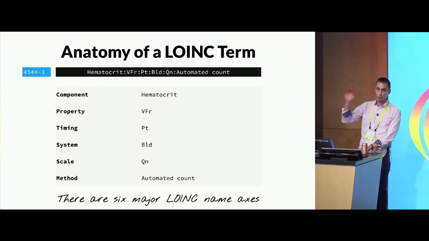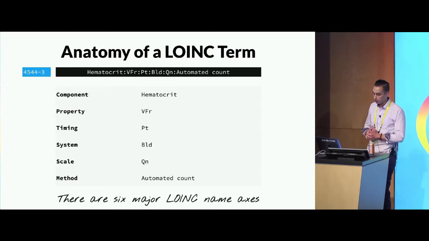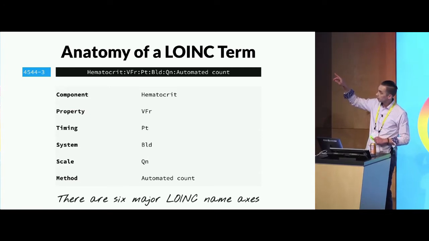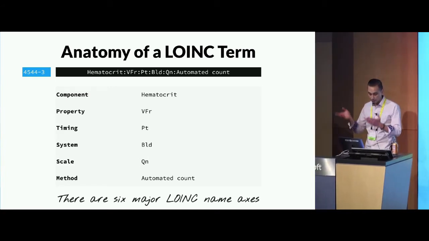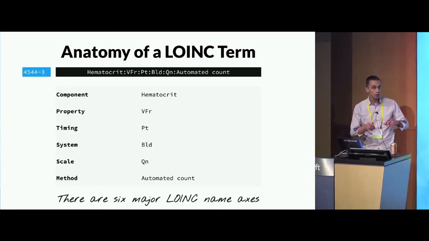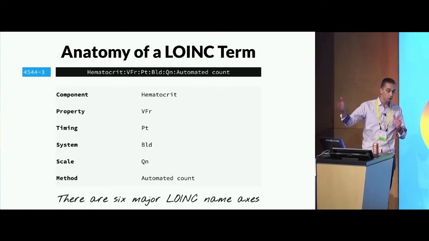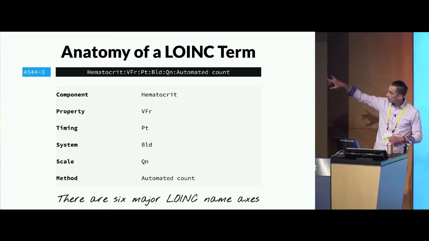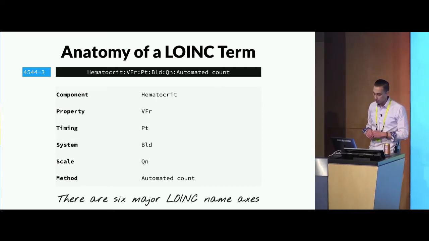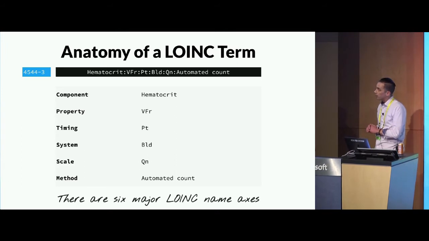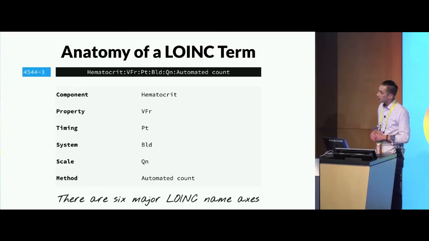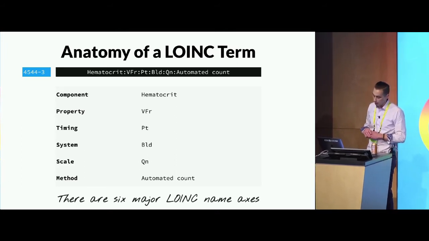A timing, whether this is a point-in-time measurement or some aggregation, say a 24-hour urine collection. The system, which is often the specimen in a laboratory test that this measurement is made upon. The scale, which helps distinguish things that are quantitative from things that are categorical or ordinal in nature. And then the last attribute, the method, is the one that is optional. And we use that to make distinctions between things that would have a difference of clinical interpretation.